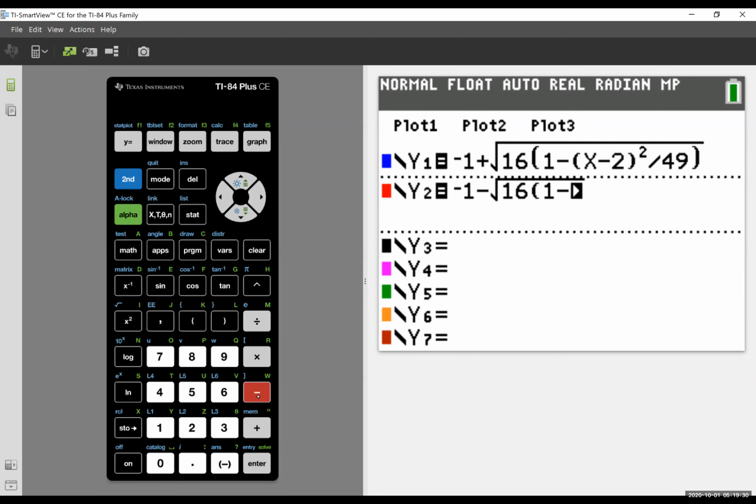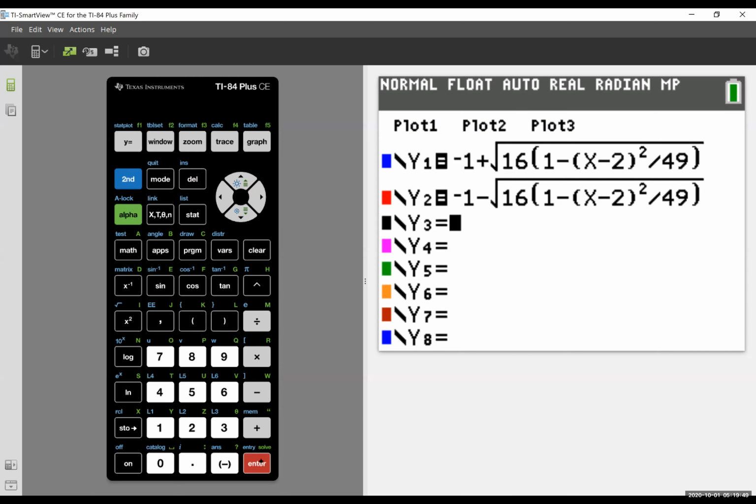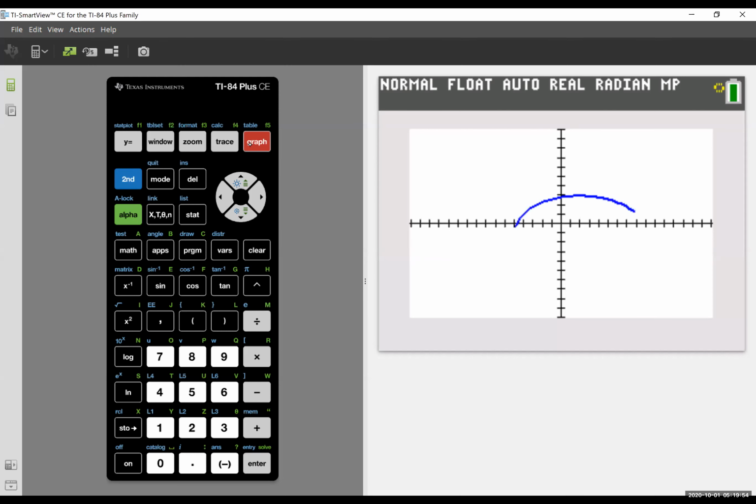So 1 minus (x minus 2) exponent of 2 divided by 49, and close off that factor. Oh, there's an extra parenthesis. Be careful. Okay, so we're going to cross our fingers. We're going to graph it and see if we get an ellipse. And we have. Very nice.